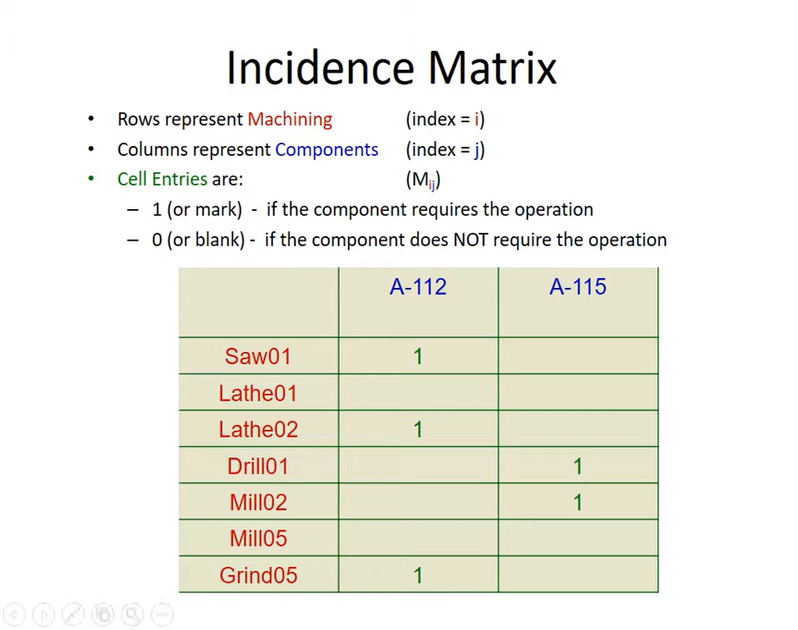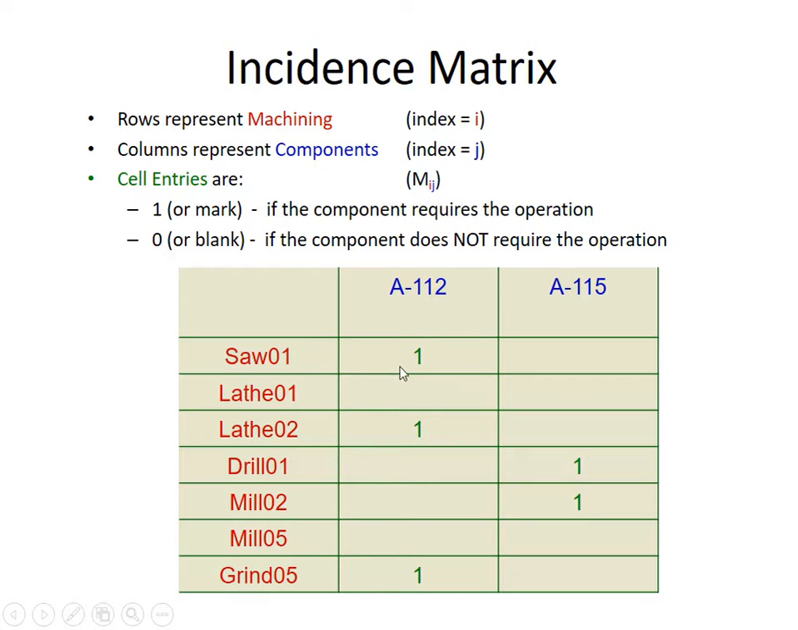Here, as you can see, we are representing the machines as I, which are rows, and the columns here we are representing with the components or the machine elements, and both are represented by I and J. Here we are marking with 1 if the component requires the operation. This is an example, so don't relate this to the next slide. This is just to give you an idea.